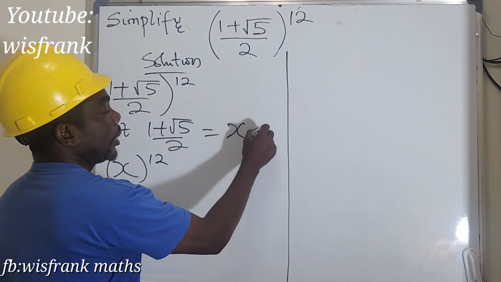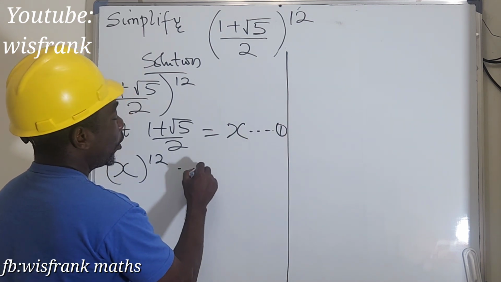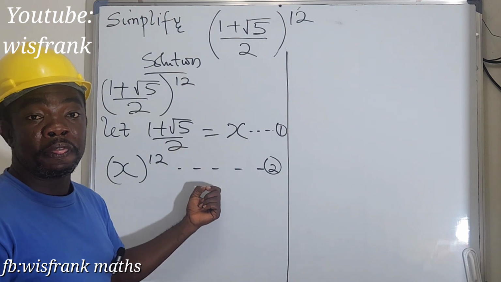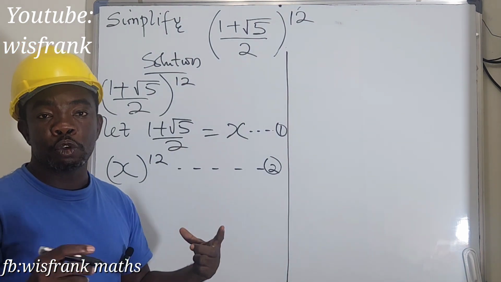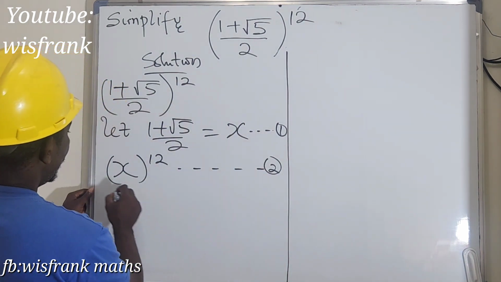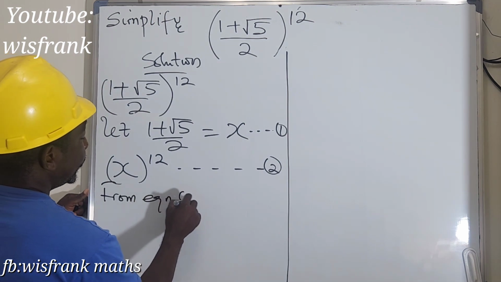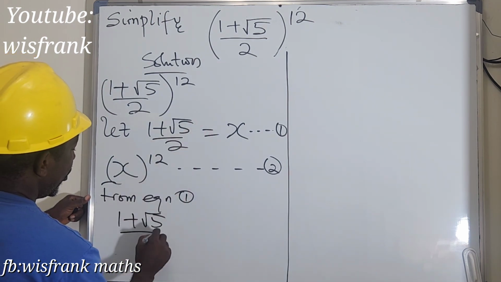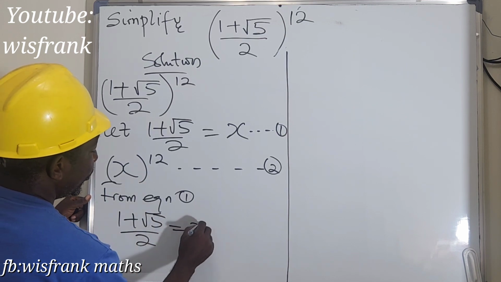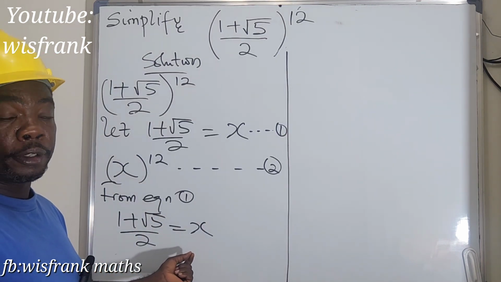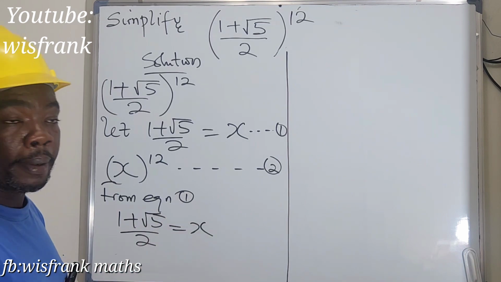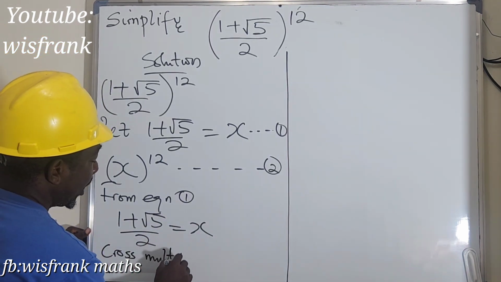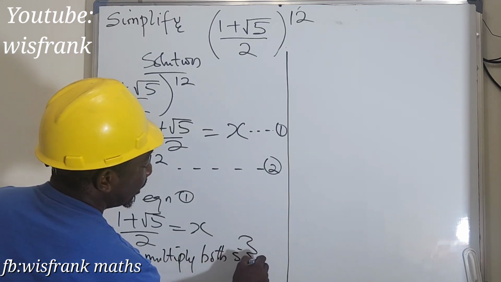So we set this as equation 1 and we also set this as equation 2. So we have these two equations. Then let us work from equation 1. From equation 1 we have (1 plus root 5) all over 2 equals x. For further simplification, we need to cross multiply both sides. So what we need to do is cross multiply both sides.